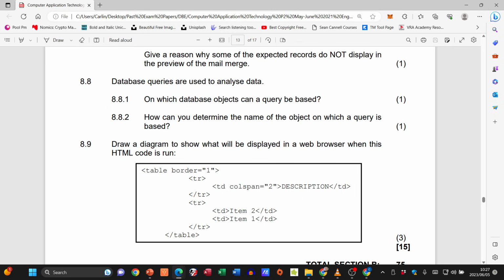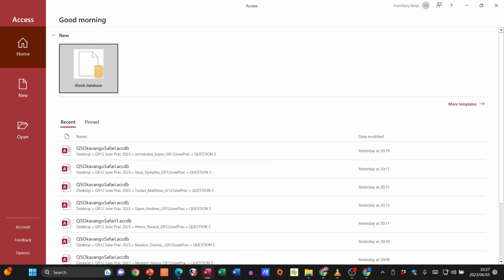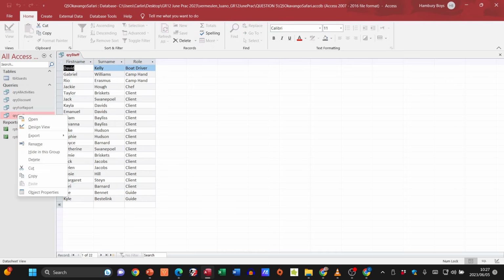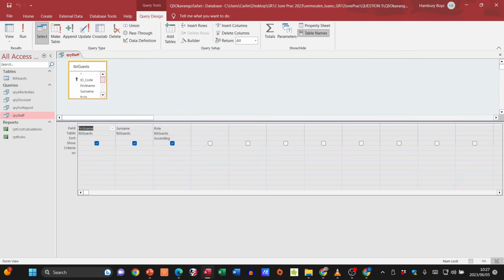How can you determine the name of the object on which a query is based? Well, we're going to have to open the query in design view and then view the name of the object. Let's go and see. Let me open any one over here. When I go into my query and I go to query design, there I can see that my query is based on this table. And if there are others, I'll be able to select that.